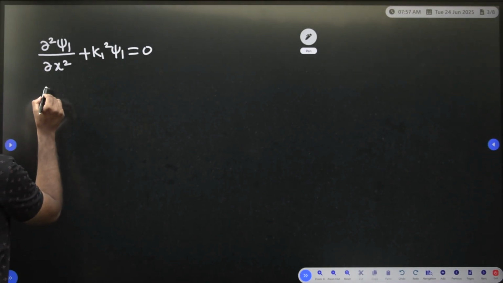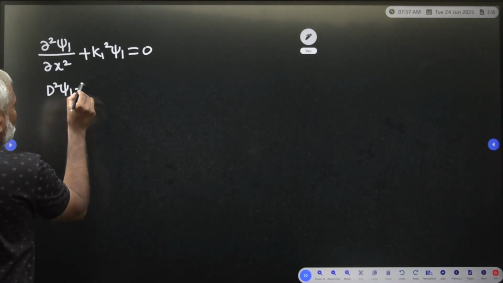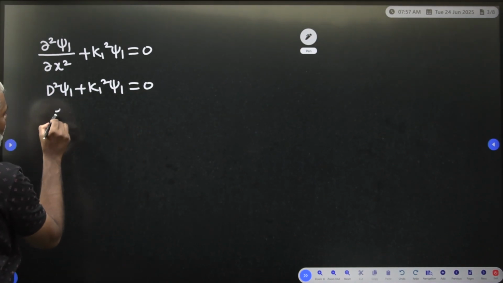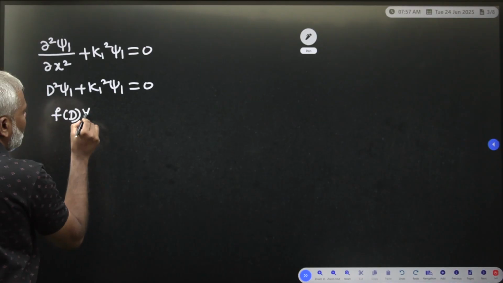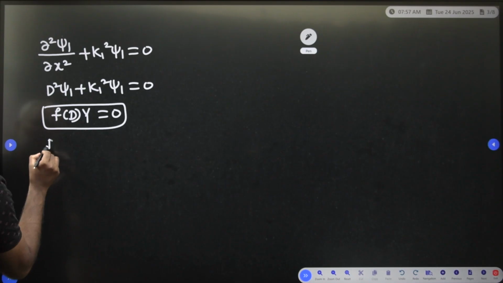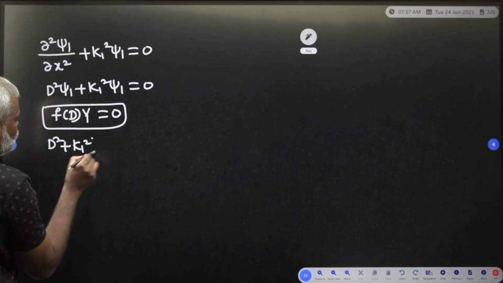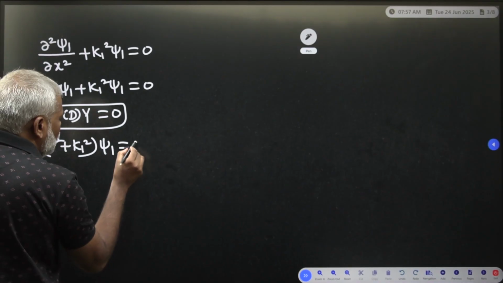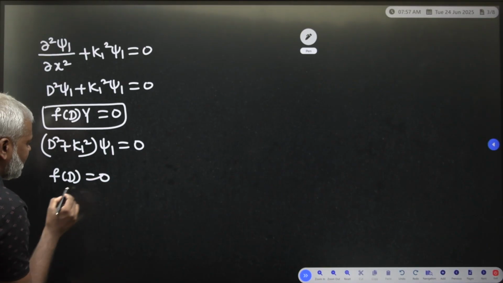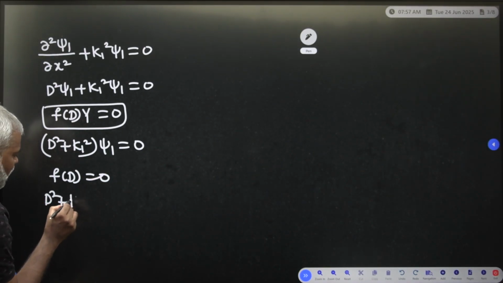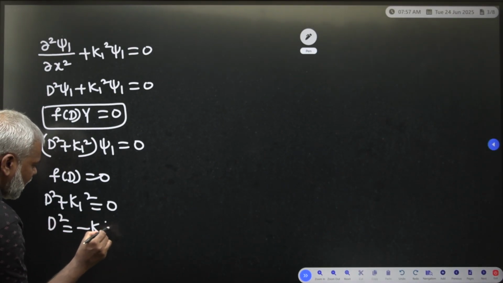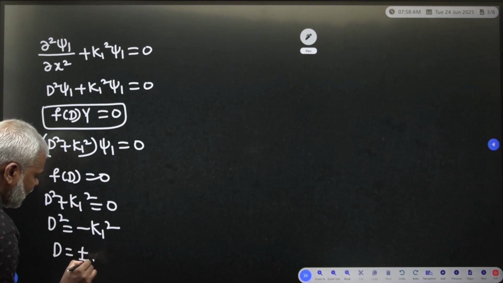Now you have to take d square psi 1 plus k1 square psi 1 is equal to 0. This expression you have to write in terms of f of D into psi equal to 0. So d square plus k1 square into psi 1 is equal to 0. Therefore you have to take f of D equal to 0, so D square plus k1 square is equal to 0. So D square is equal to minus k1 square, so D is equal to plus or minus i k1.